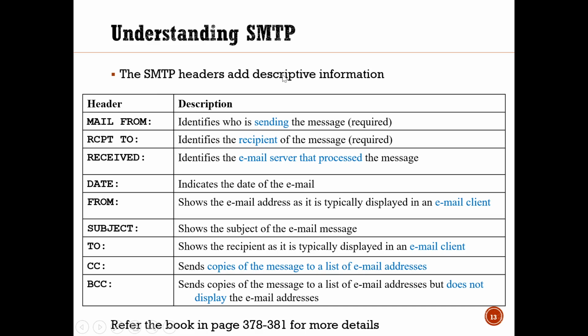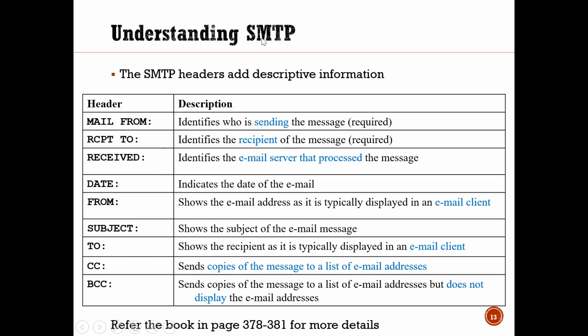These are the SMTP headers, and each of them has a description. You can go through them all and review what each of these means. They are very straightforward and don't have any mysterious description. For example, MAIL FROM identifies the sender email address, and RCPT TO identifies the receiver, and both of them are mandatory. Received identifies the email server that processes the message.